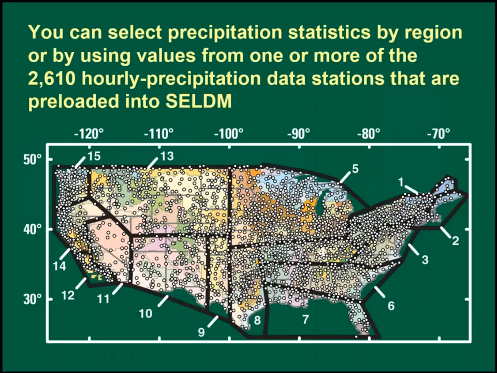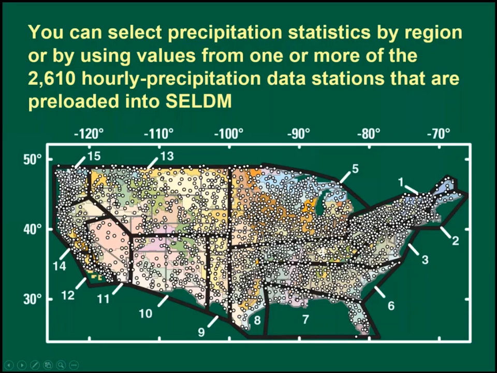So this is an example of the precipitation statistics that are already in there for you. We did statistics for 2,610 hourly precipitation data stations nationwide. The black polygons are the EPA rain zones. These colored pastel polygons are the U.S. EPA ecoregions.